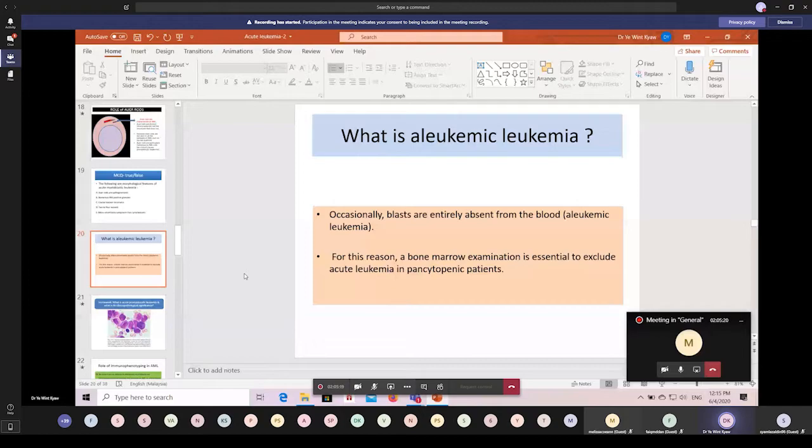So understand? A leukemia. Sham, understand? A leukemia now. Yes.